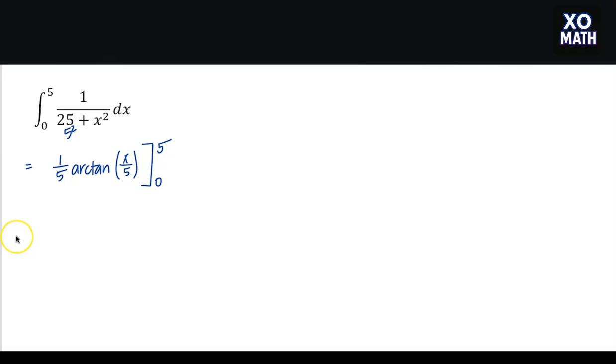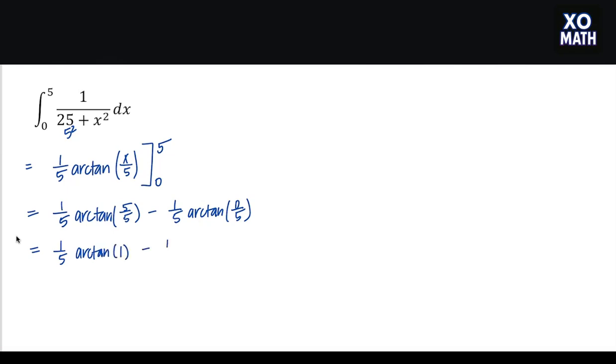We start by plugging in 5 first, so we have 1/5 arctangent of 5 over 5 minus 1/5 arctangent of 0 over 5. And so now this is 1/5 arctangent of 1 minus 1/5 arctangent of 0. Well, arctangent of 0 is 0. So what do you plug into tangent to get out 0? You plug in 0. So this term is gone.